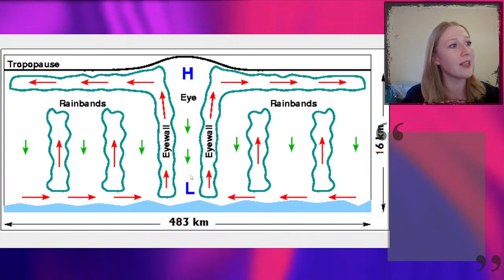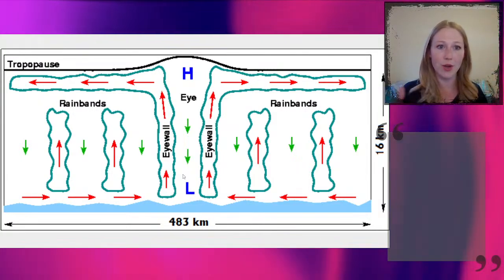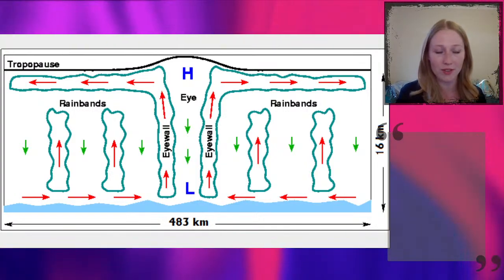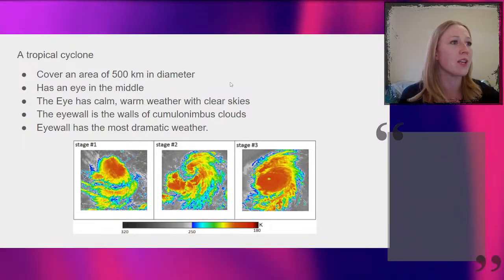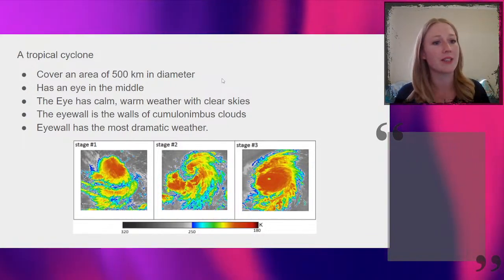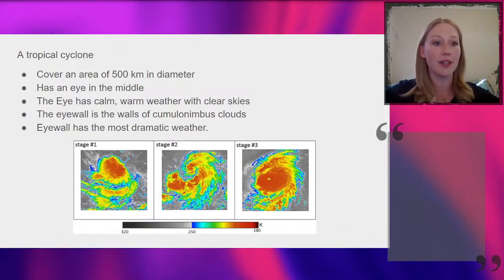Okay, so typically the eye wall, the tallest clouds right in the middle, has the most severe weather conditions. Okay, so a tropical cyclone can be very big. That's explanatory. It always has an eye in the middle.